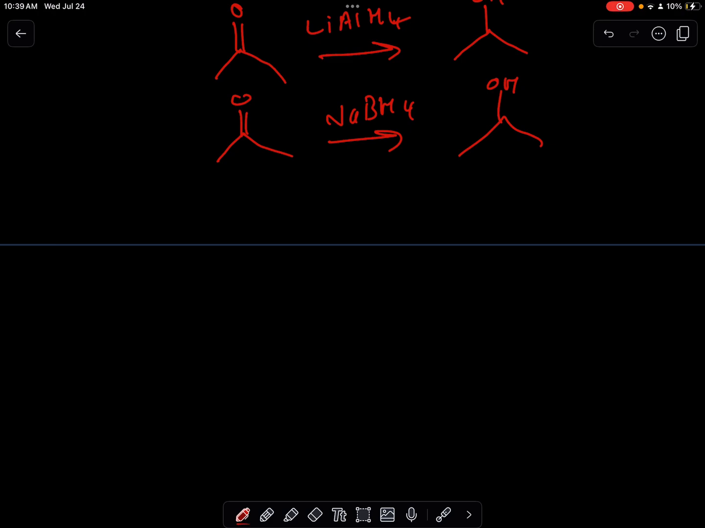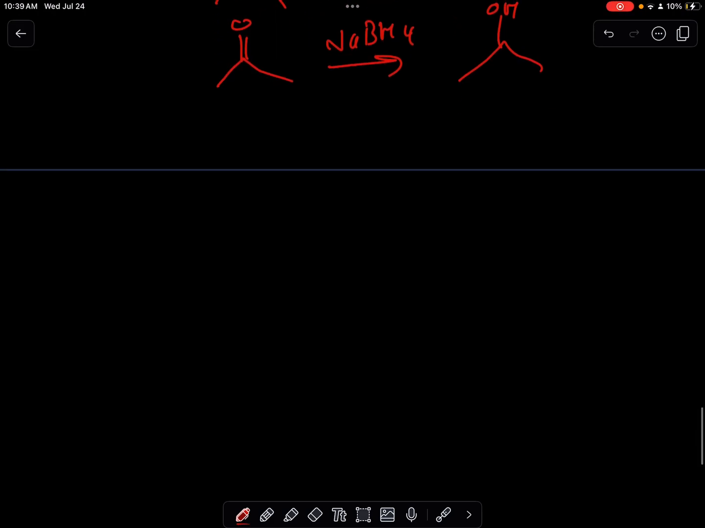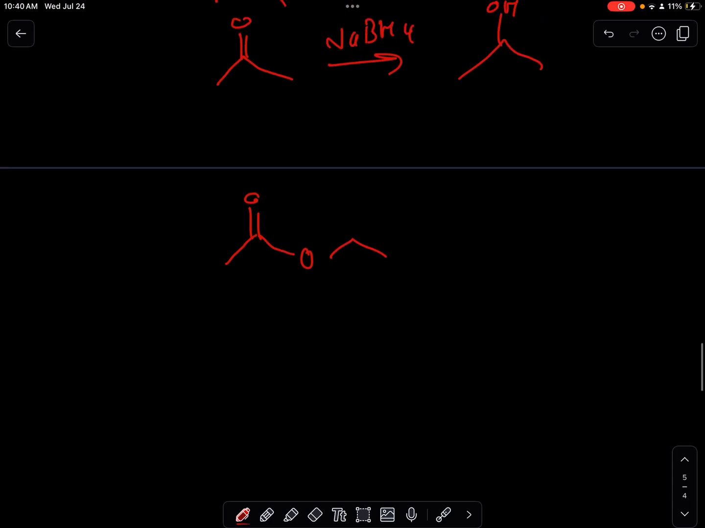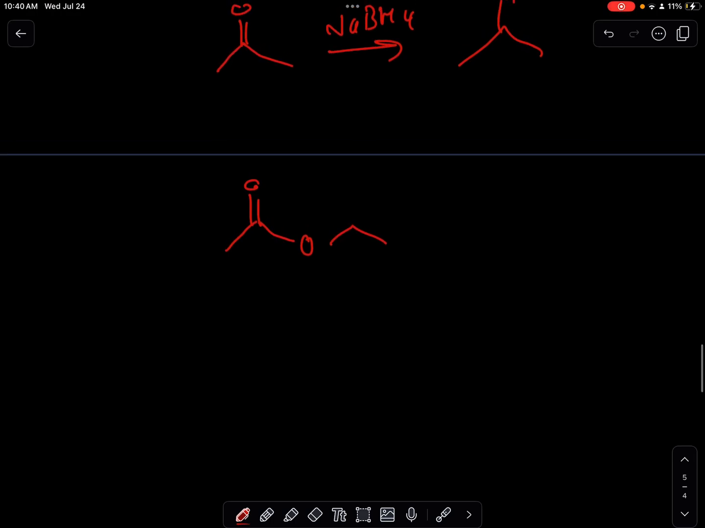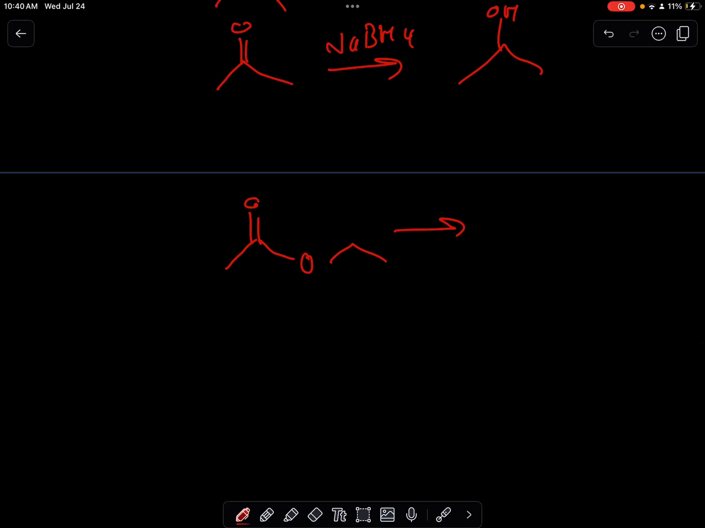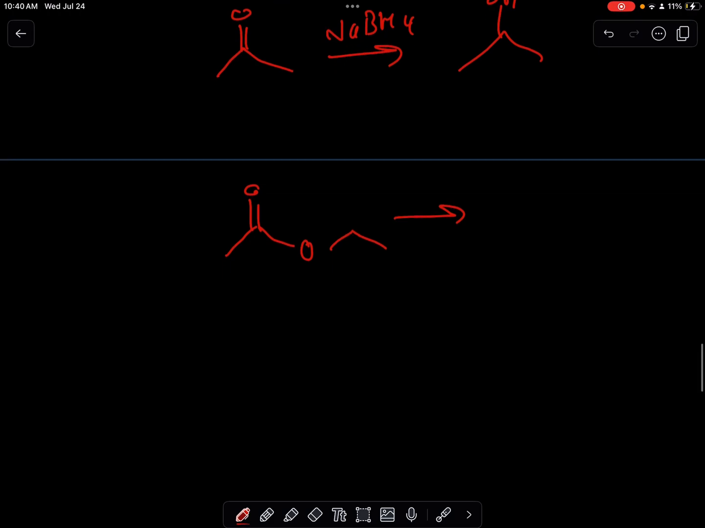So let's look at the differences between sodium borohydride and lithium aluminum hydride. So let's have an ester and add lithium aluminum hydride. What's going to happen? So, if we add lithium aluminum hydride to the ester, we're going to get reduction. And we get the reduction reaction that occurs. And we are going to make that ester into what?